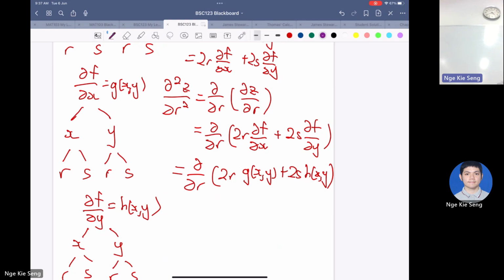Let me write here. This is a function in terms of x and y, but x and y are in terms of r and s again. So you have a composite of functions, so you need to do the chain rule.